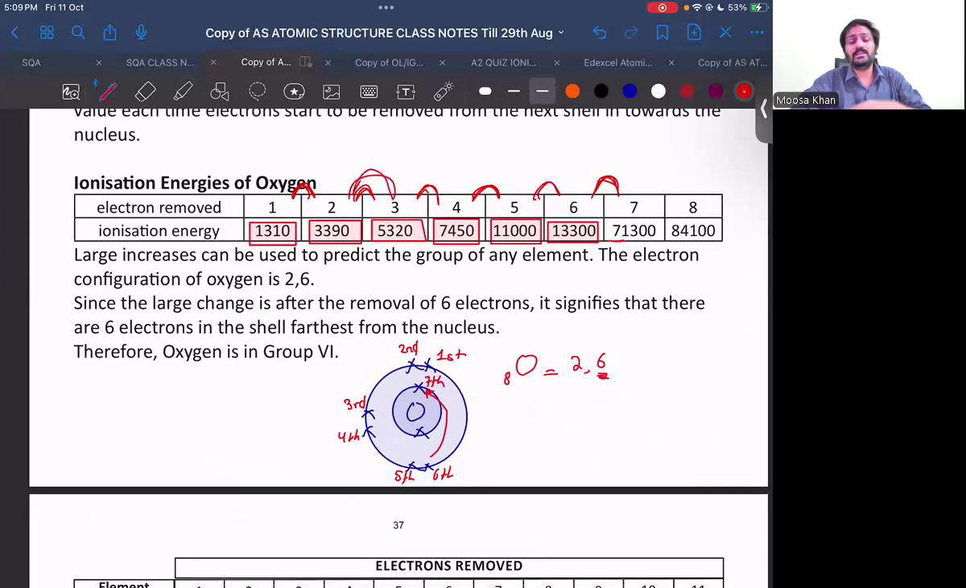Do not compare it with the values of the other atoms. Compare it with the values of its own successive ionization energies, in between which you are finding the big jump. You cannot compare the values of successive ionization energies of the other atoms. Right?